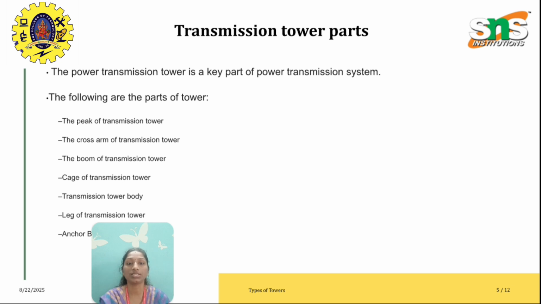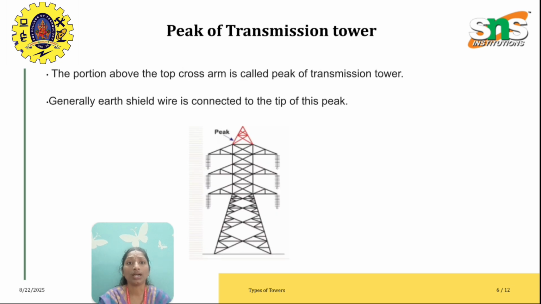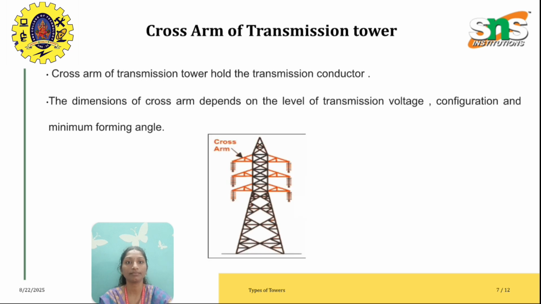The peak is always the topmost part. In this picture, we can clearly see the peak of the transmission tower. The portion above the top cross arm is called the peak of the transmission tower. Generally, the earth shield wire is connected to the tip of this peak. In the whole transmission line, this topmost cone-shaped part we call the peak of the transmission tower.